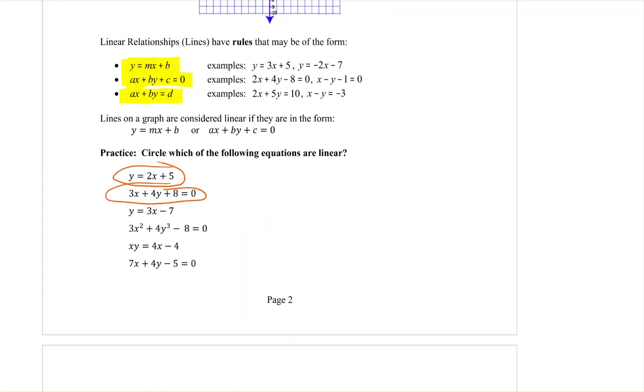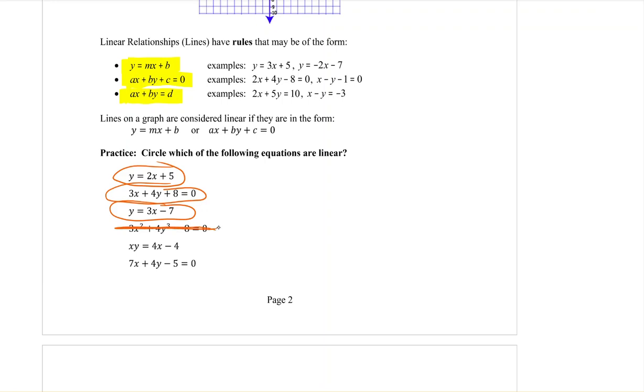How about the next one? Y equals 3x minus 7. Straight line? Yes, good. Next one, 3x squared plus 4y cubed. No. See, there's powers on the x's and the y's. That means it's not a straight line. I'm going to put a line through it. Nope, that one is not a line.